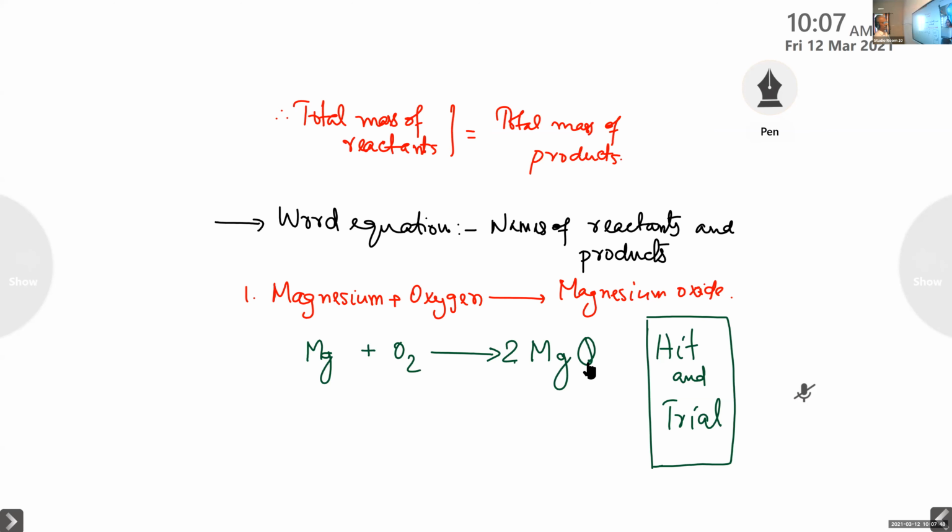What about magnesium? On the right hand side, in 2 MgO, there are two Mg atoms. So to equate the number of Mg atoms, we have to multiply the left hand side Mg by 2. Now the equation is balanced.